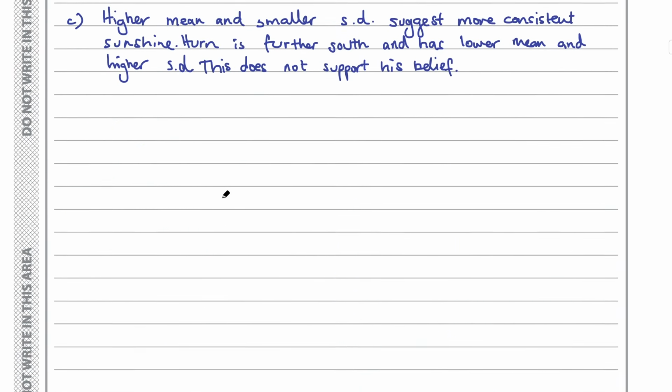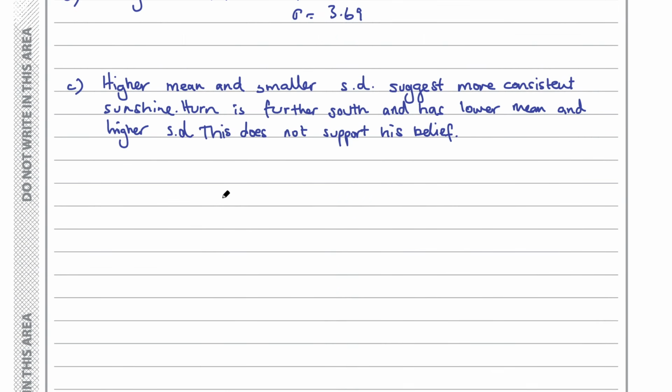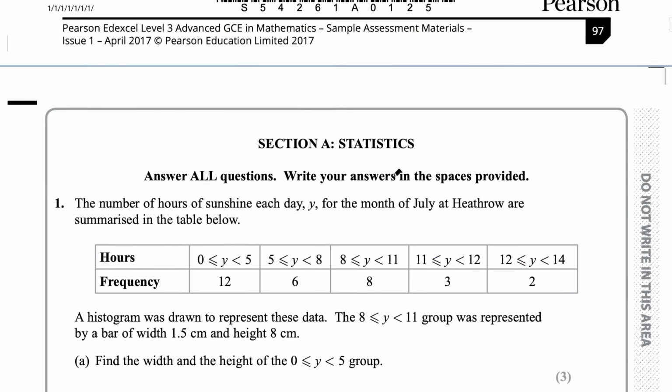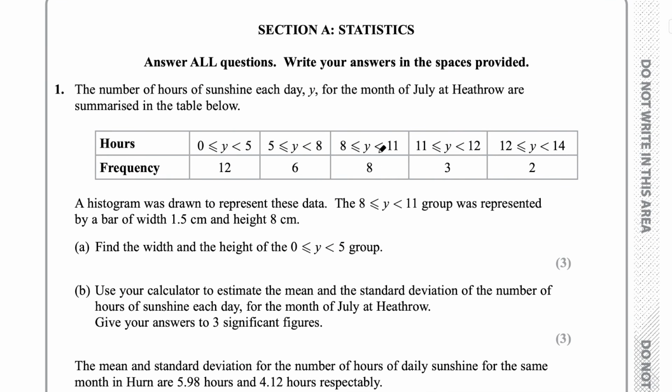So for part D, we firstly want to work out what is one standard deviation above the mean. So all we need to do is add 3.69 to 6.63. And for that, we get 10.32 hours. And now I just want to take a quick look at the table. So 10.32 hours, that's going to fall in the 8 to 11 group. So we know already there are 5 days higher than that.